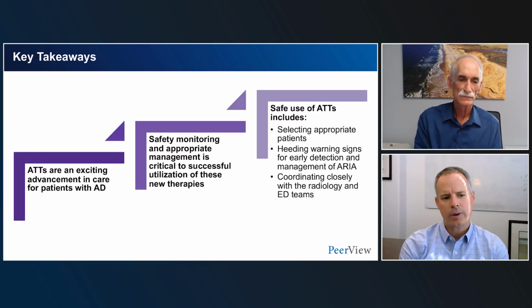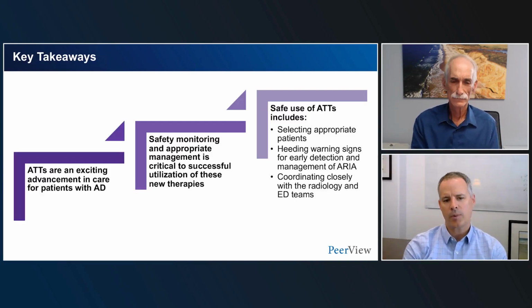So I think the key takeaways from this discussion are that safety monitoring and appropriate management is critical to the success and utilization of these new therapies, including selecting the appropriate patients as probably the most important thing. Heeding the warning signs, so being able to identify patients either on imaging or symptomatic that have ARIA and knowing how to manage that. And this involves close work and coordination with the radiology team, as well as with people in the emergency room if these patients happen to present with stroke-like symptoms.